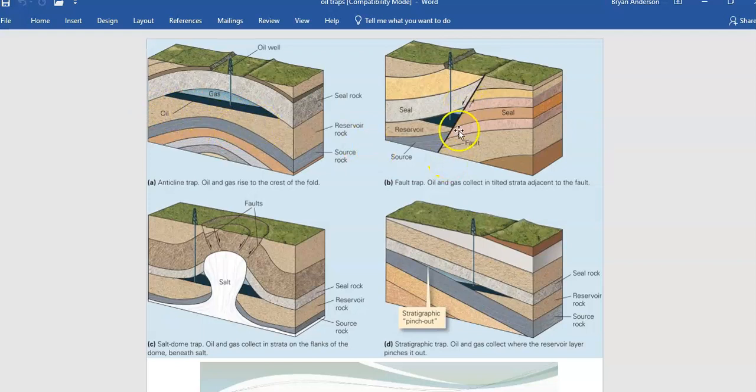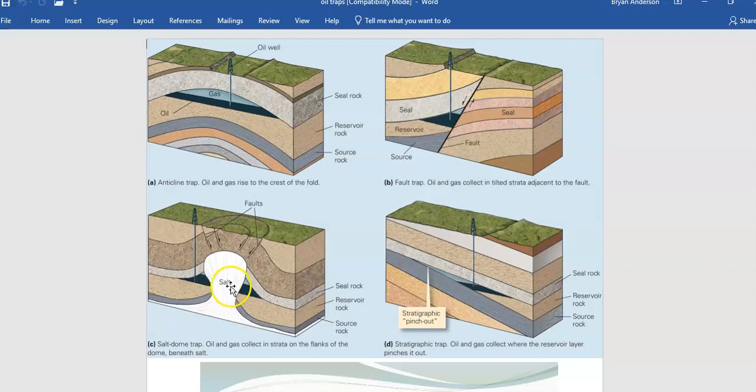There are faults that displace rock and create a trap. That's what we have here. A stratigraphic trap here, because of the formation of different layers at different angles, can create a trap. This one right here is a salt dome trap. This is common in Louisiana, Texas. Actually, all around the world you'll find salt domes.